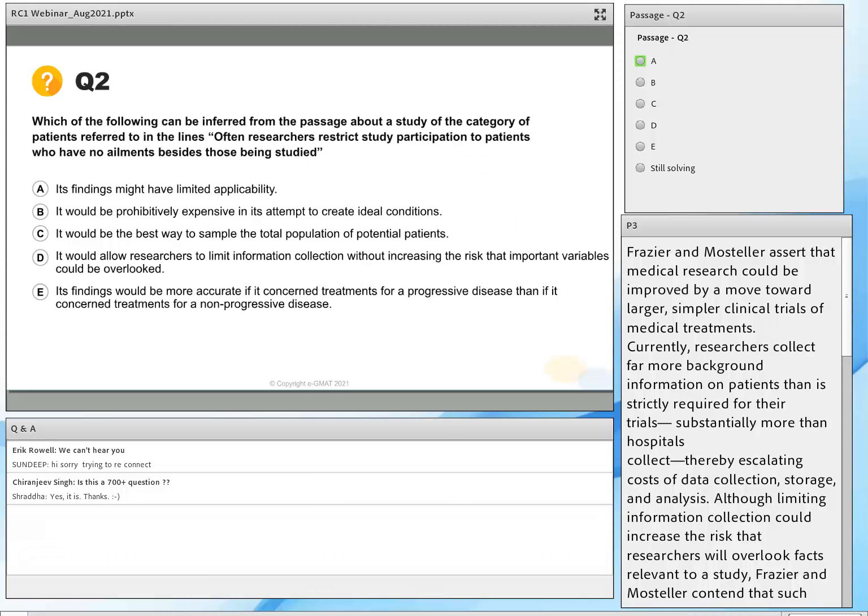Which of the following can be inferred? So now this is our inference question. We've already gone deeper into how to figure out inference. So keep all those points in mind and then select your answer. Okay, all the best.